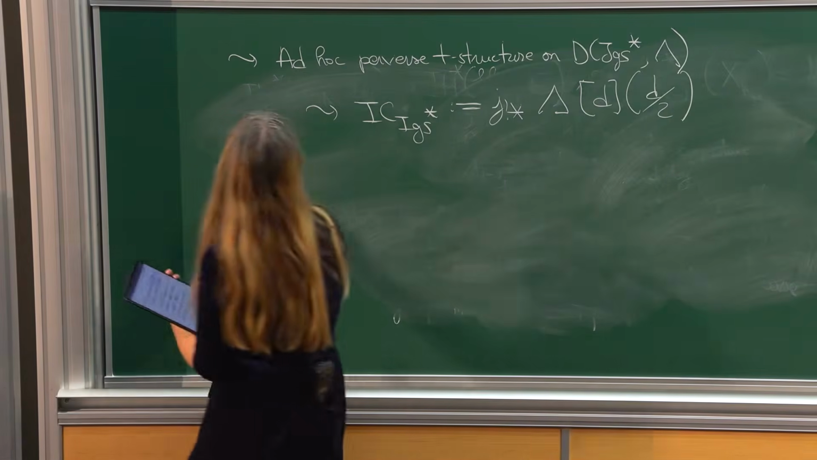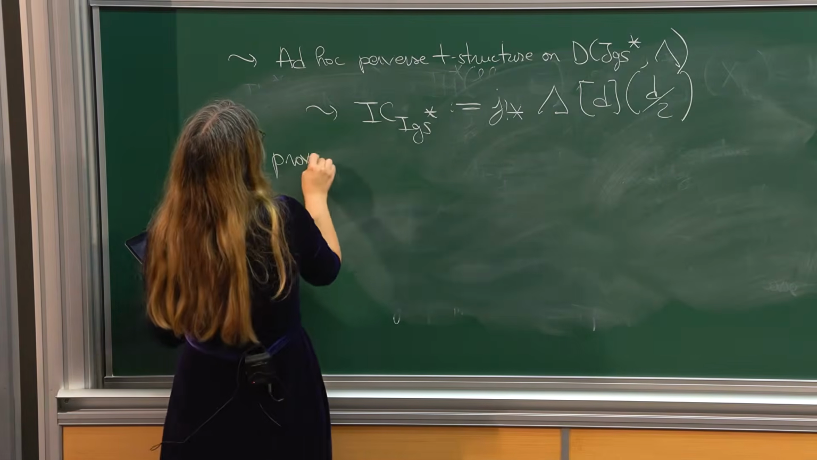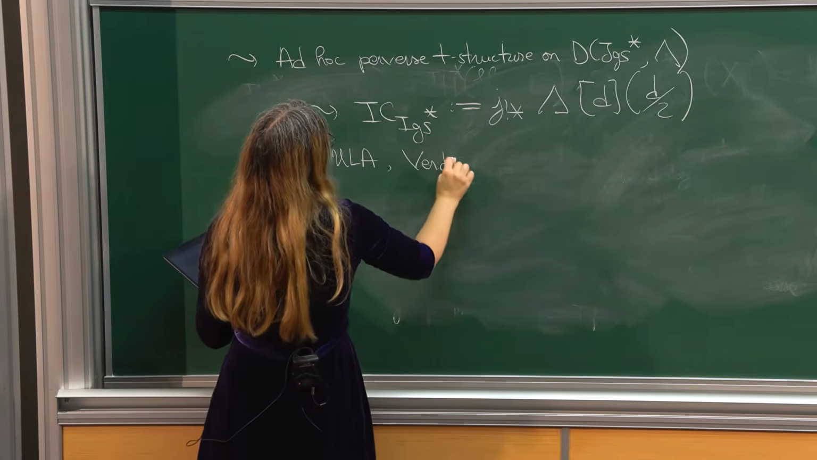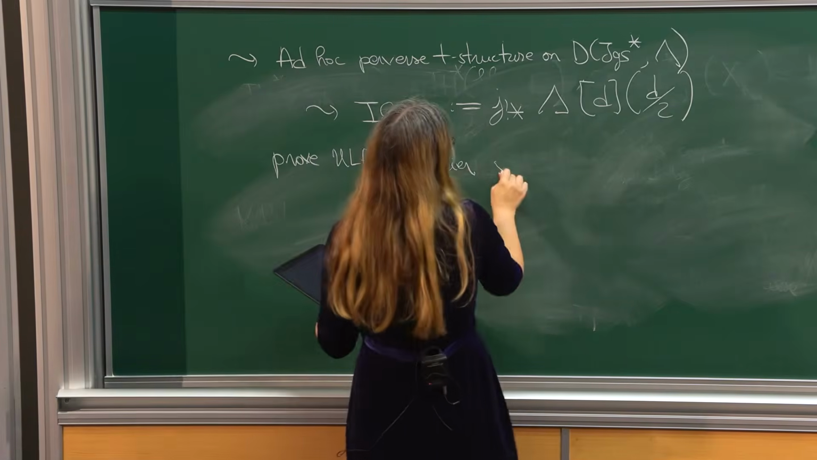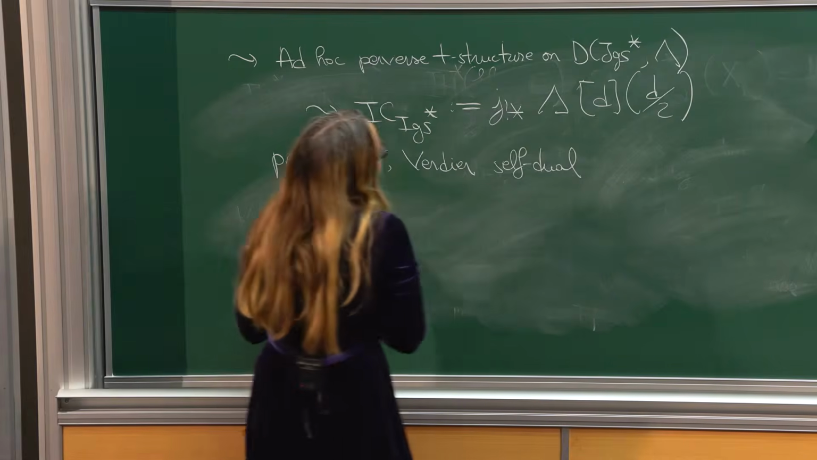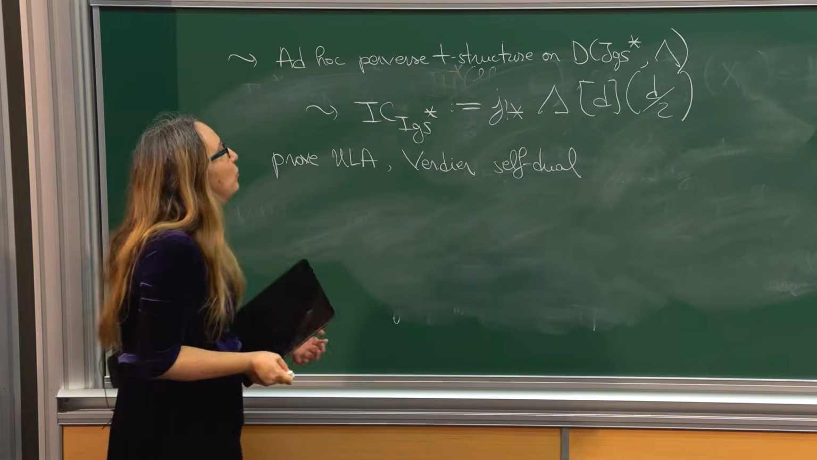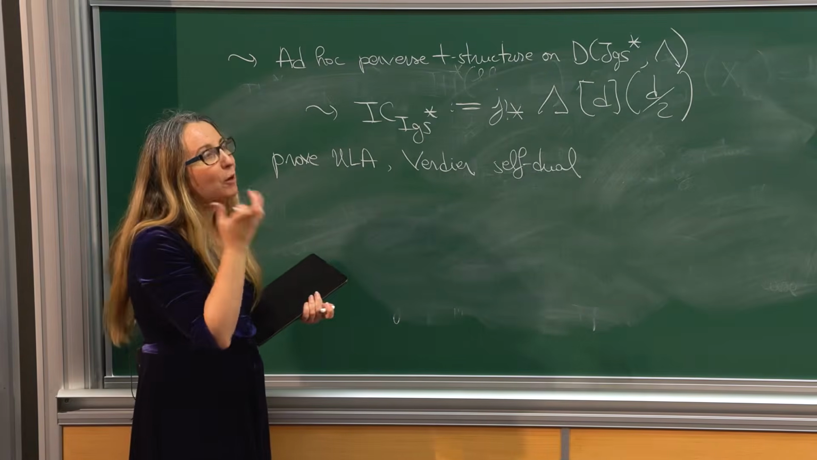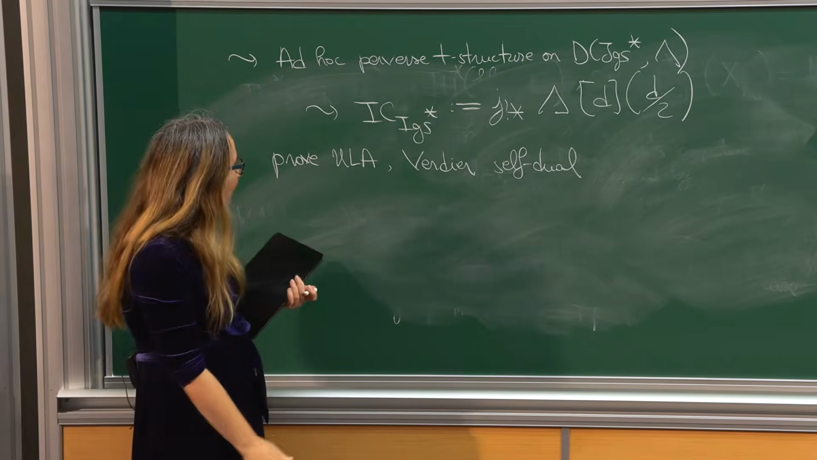Okay. And then we have to prove that this is already ULA with respect to a point. And once you know it's ULA, it's not too hard to show that it's Verdier self-dual by copying the classical proof for the middle extension, right? There's a characterizing property for it, and you verify it, and it's Verdier dual.